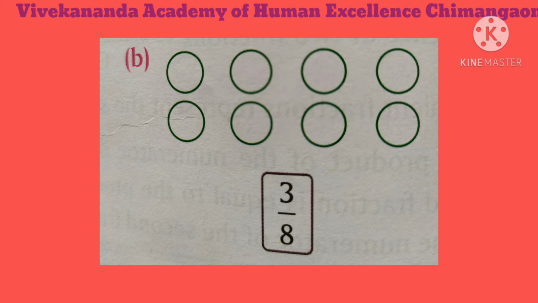Now see the next figure. So here total circles: 1, 2, 3, 4, 5, 6, 7, 8. Total circles are 8. So we write denominator 8. Now the numerator is 3. So we shade 3 circles, because here the numerator is 3. So now we shade 3 circles.